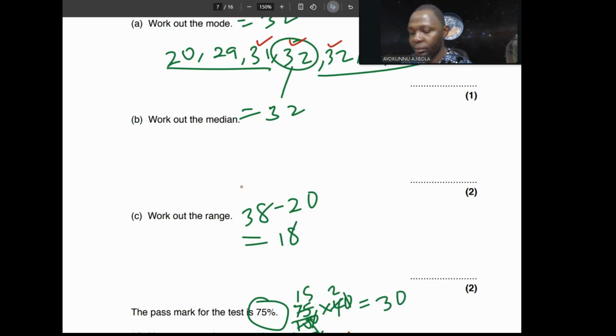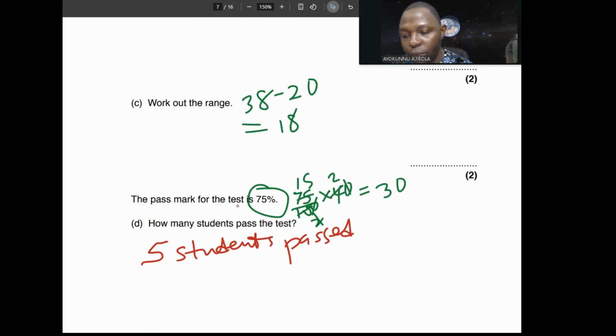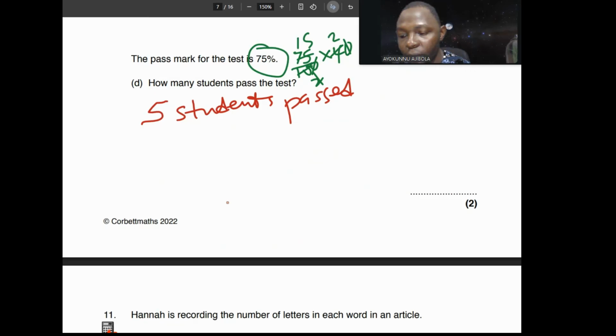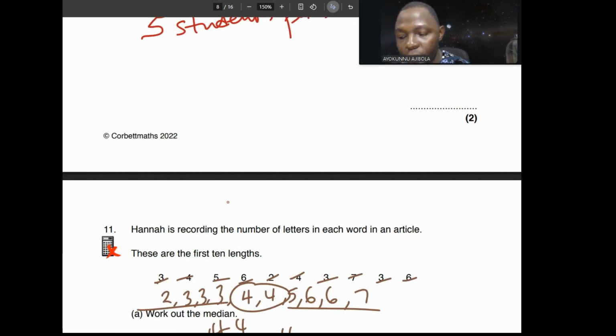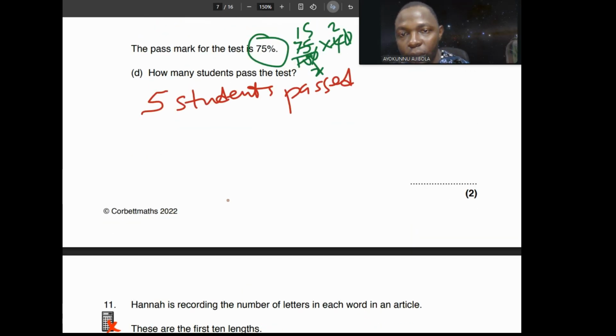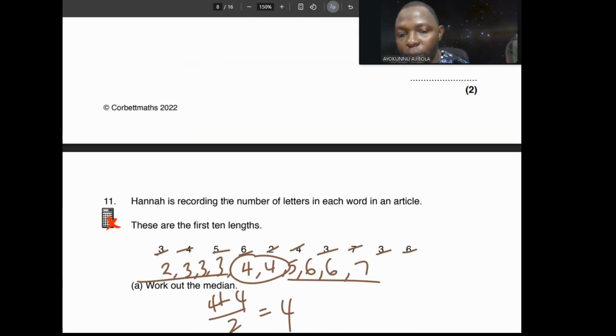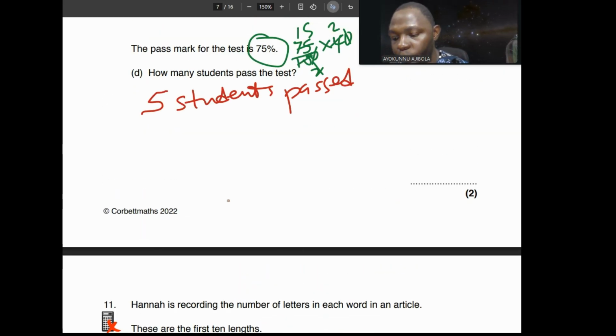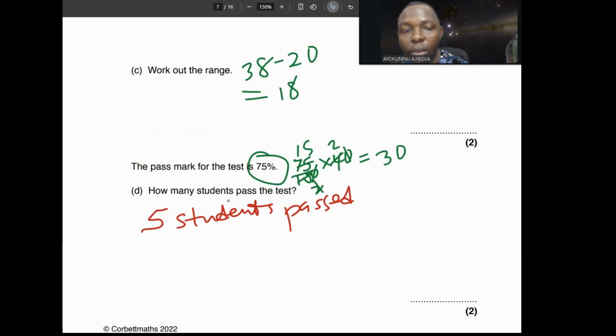For the next part, I got 5. 5. Wait, let me see. Let me see if my working was valid. That's correct. So the next one, number 11. Wait, sorry, I'm just seeing if my workings were valid to get the mark. You mean the workings, right?